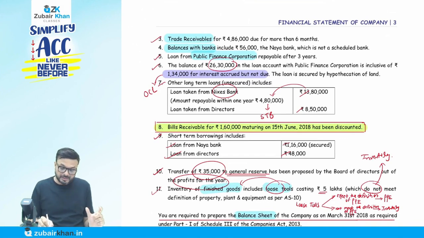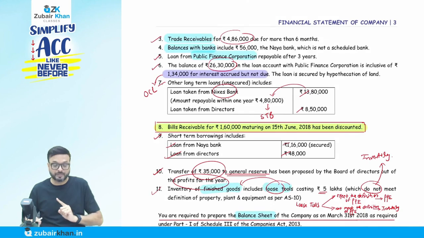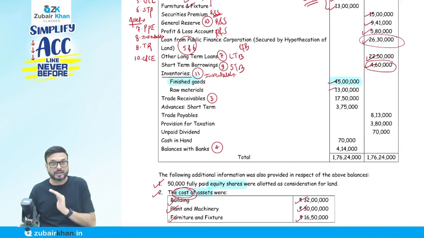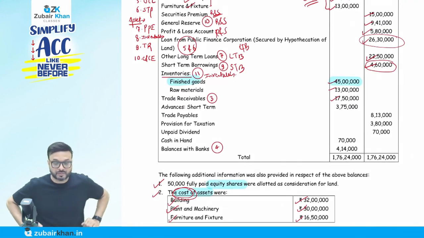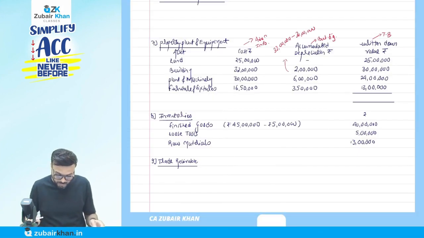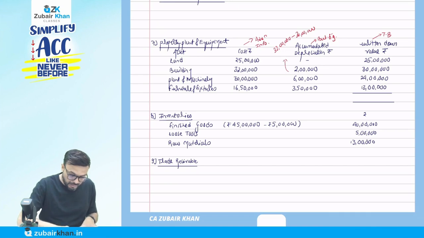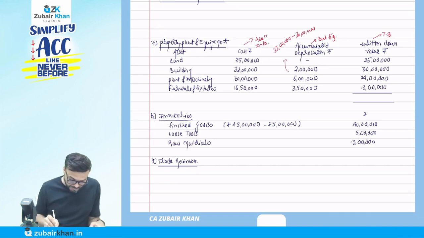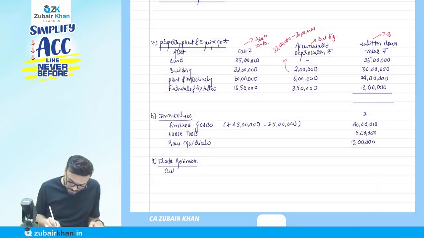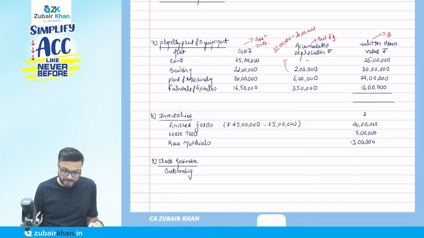It means this much amount is due for more than 6 months and remaining will be written down as other. So total trade receivable I have 17,50,000. So we'll write it down in trade receivable notes to account number 9. Write down there outstanding.